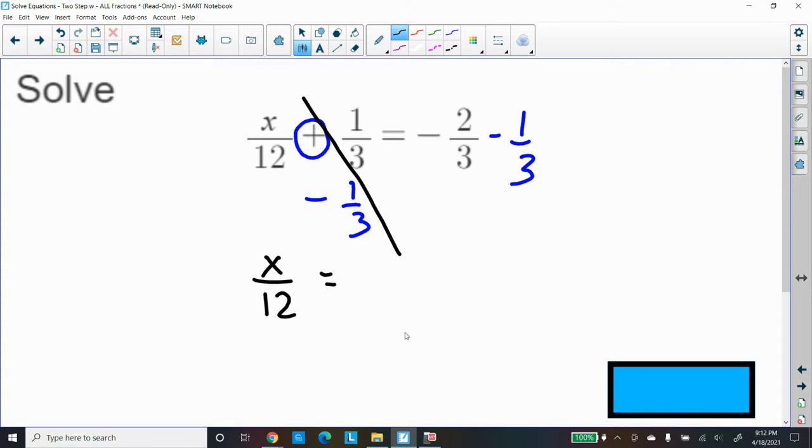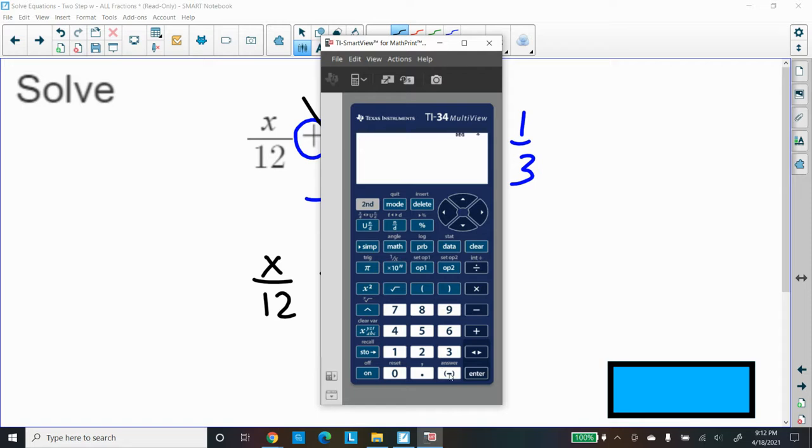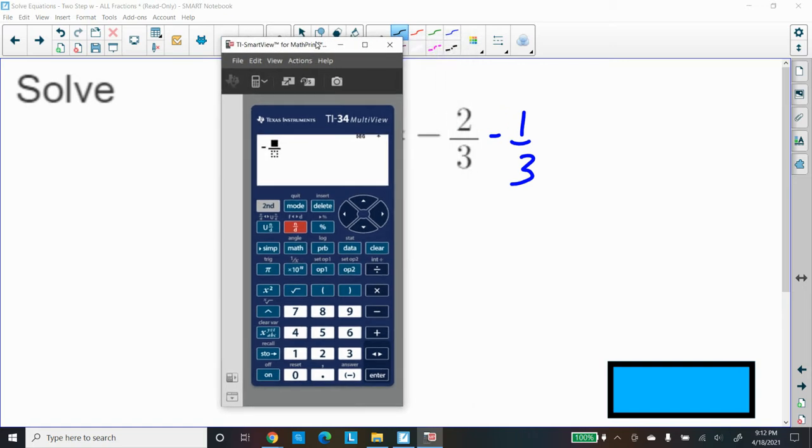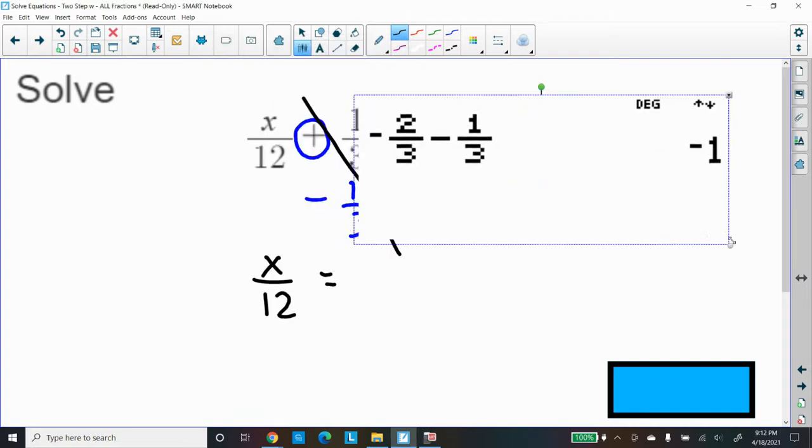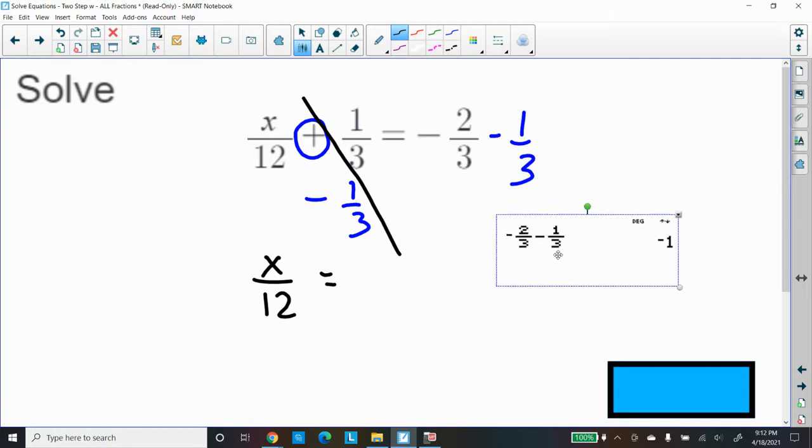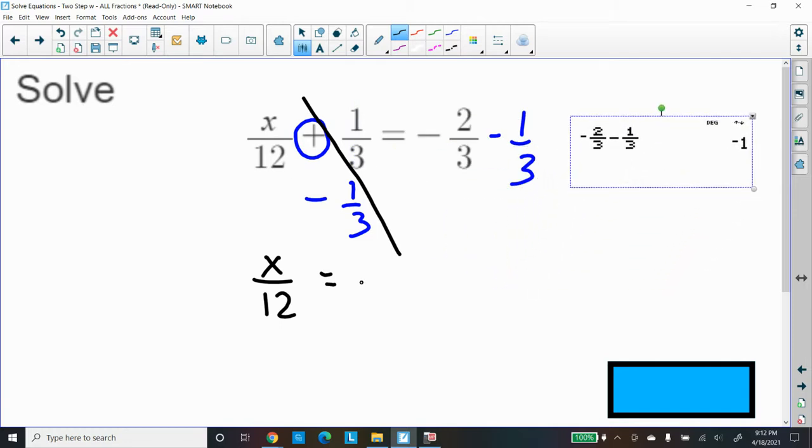I'm going to see if I can get my calculator up. So negative, get my fraction bar, 2/3, and move over, minus, fraction bar, 1/3, and let your calculator do the work for you. Because we have them, we can use them. Equals -1. All right, so let's pull that out. So this side is equal to -1.